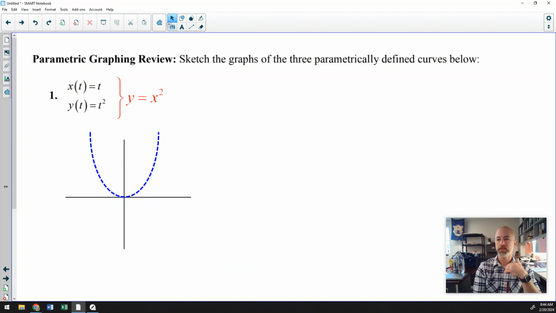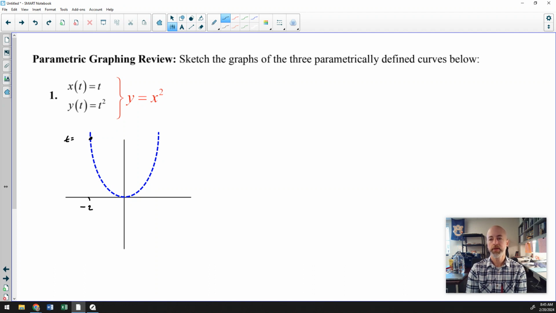What you don't want to do is assume that if removing the parameter gives you y equals x squared, then that is the graph of your parametric curve, because parametric curves have more information than simply what path you are lying on. They also can indicate direction of travel. In this particular case, if you plug in, say, -2 for t, then your x coordinate is -2. So I go to -2, then I'm up here, and this is when t is -2.